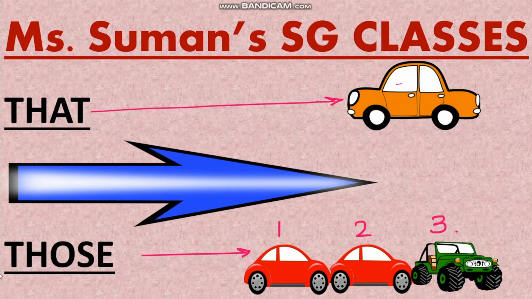So this and that is singular. This and that is used when we are talking about one thing. These and those are used when we are talking about more than one thing.